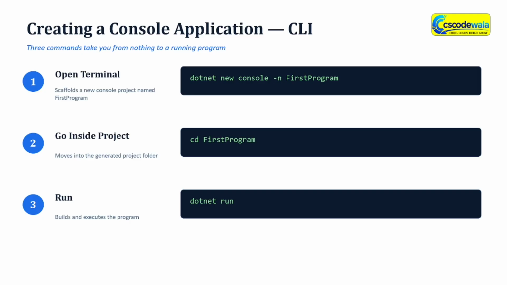What is a console application? Before writing code, let's understand what a console application actually is. A console application is the simplest type of C# application. Instead of buttons and windows, it communicates with the user through the text-based console or terminal. Whenever we start learning any programming language, the console application is usually the first step because it helps to focus on programming concepts instead of designing a user interface.